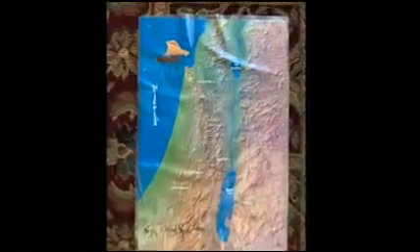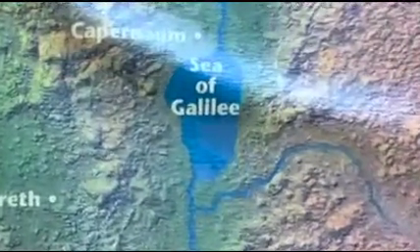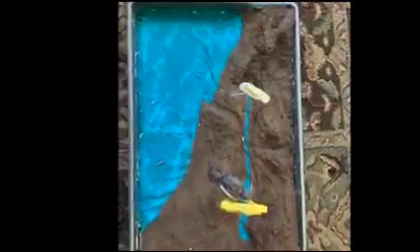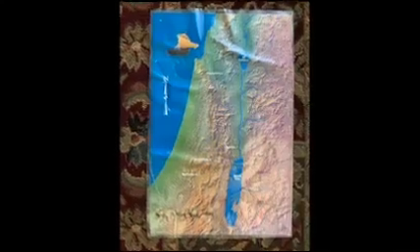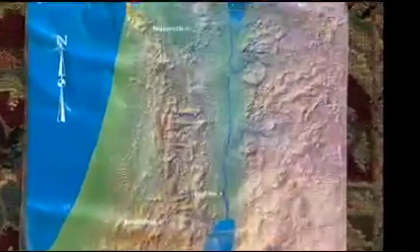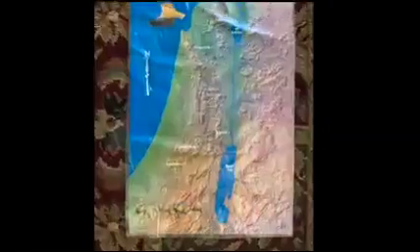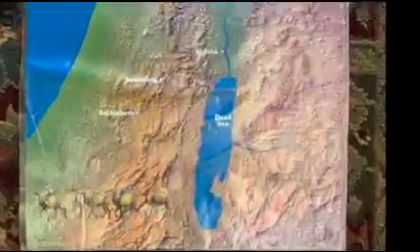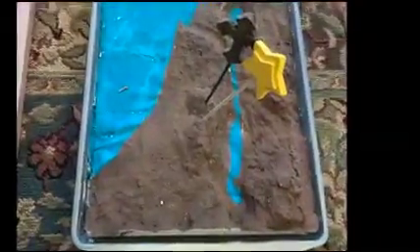This is the Sea of Galilee. The Sea of Galilee is the place where Jesus' disciples, Andrew, James, and John, fished for fish in the sea before they decided to follow Jesus and become fishers of men. This is the Jordan River. This is the place where Jesus was baptized by his cousin John the Baptist. This is the Dead Sea. The Dead Sea is so salty that no fish or animals can live in its salty waters.